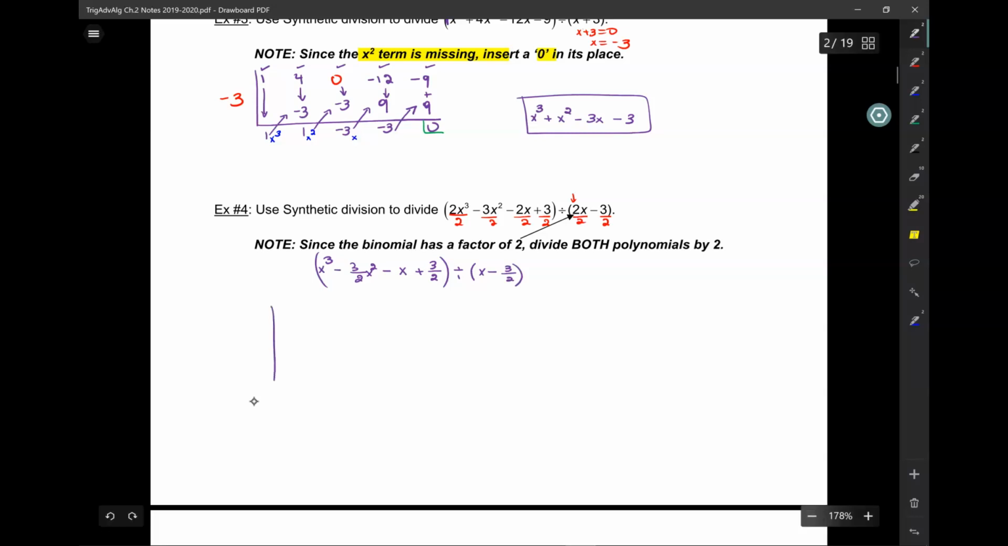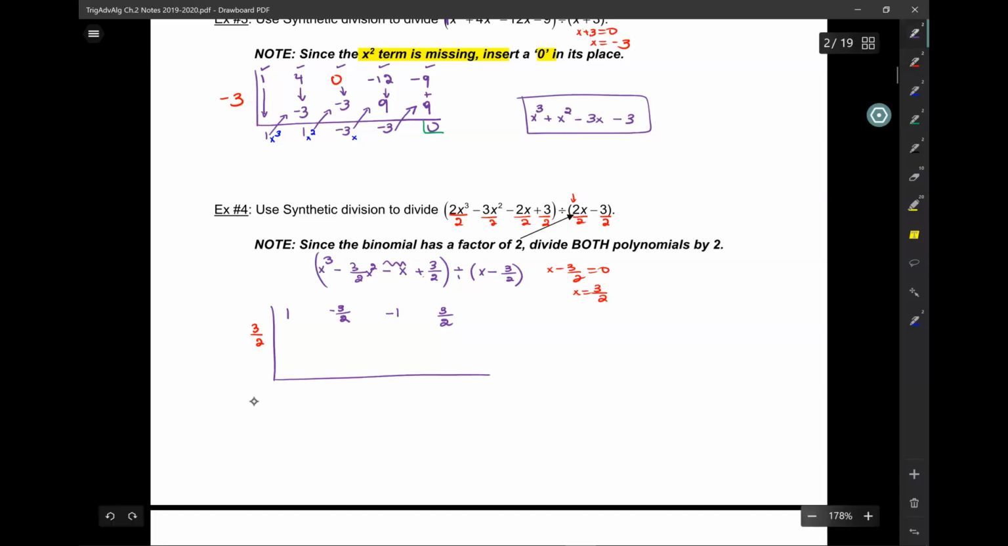Okay, let's set this up. Are all my exponents there? X to the 3, 2, 1, 0. Yep. So I put 1, negative 3 over 2. It's okay that it's a fraction. Okay, here, what's the coefficient? It's negative 1 times x, so it's negative 1, and 3 over 2. What goes out here? X minus 3 over 2 equal to 0. X equals 3 over 2.